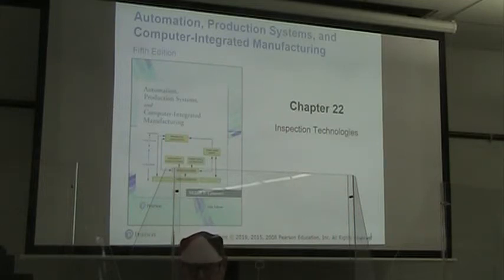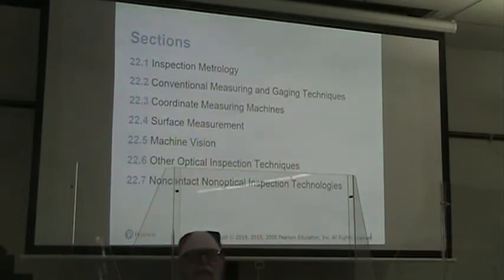All right, so in this chapter we will discuss inspection metrology, conventional measuring and gauging techniques, coordinate measuring machines, surface measurement, machine vision, other optical inspection techniques, and non-contact, non-optical inspection technologies.